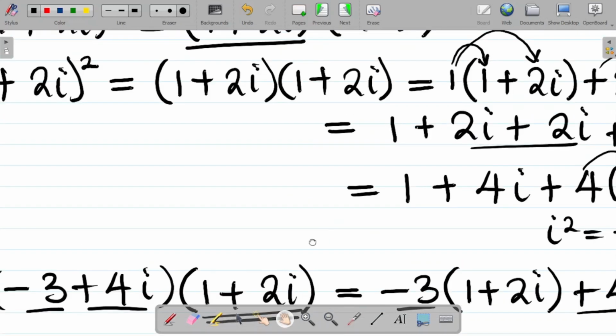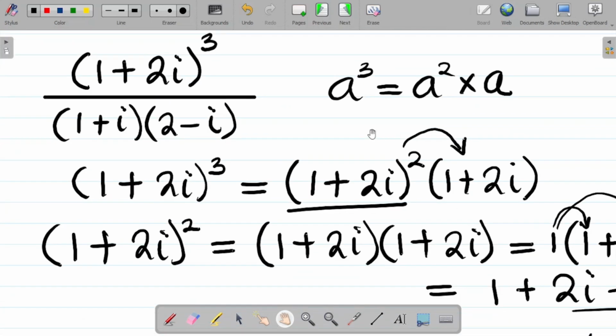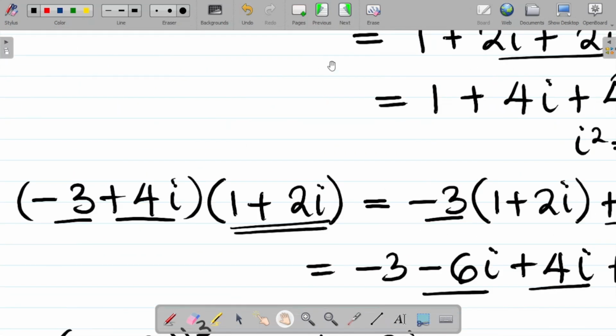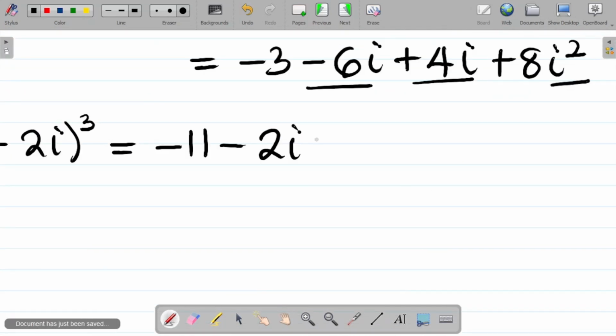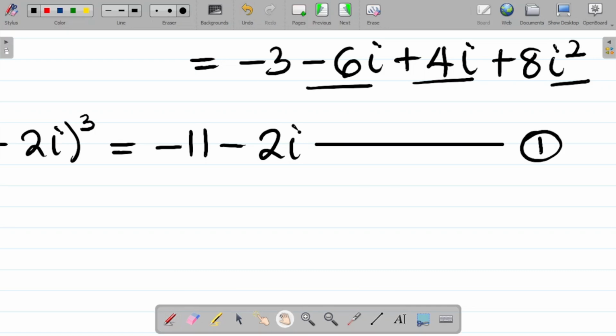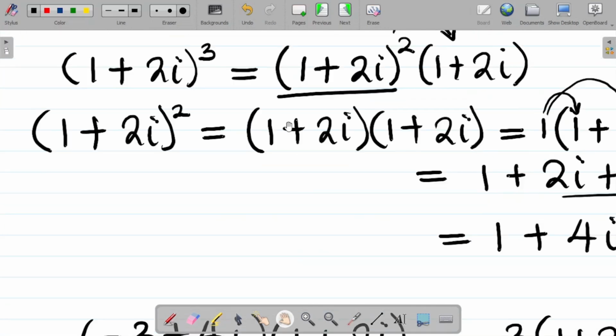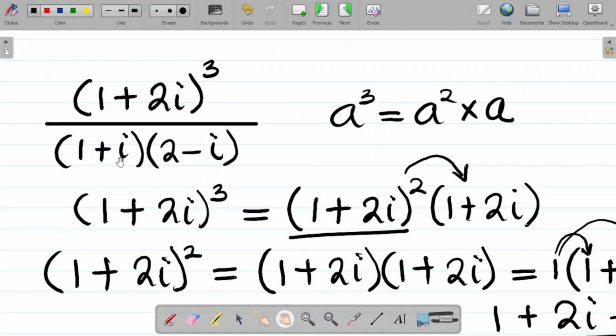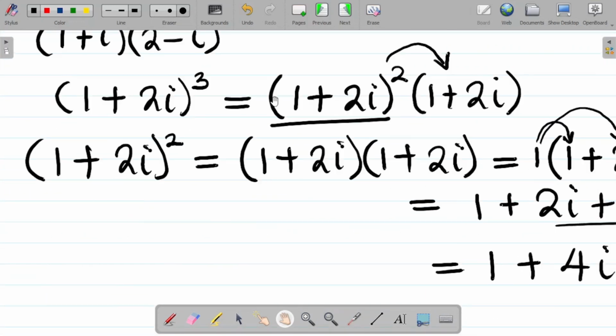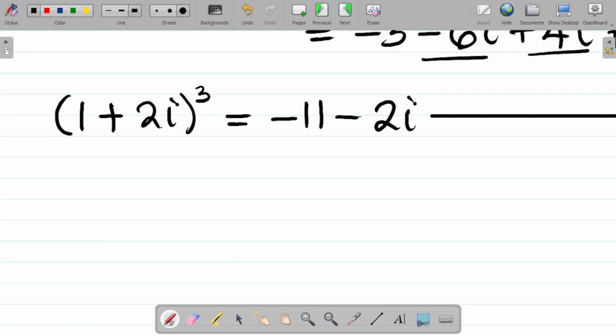Our next task will now be the denominator. Let's call this equation 1 just to keep reference. Equation 1 basically is the answer we get when we simplify the numerator. With that, let's look at the denominator. For the denominator, what I have there is 1 plus i multiplying 2 minus i. So let's take that and simplify it. I'm having 1 plus i multiplying 2 minus i.